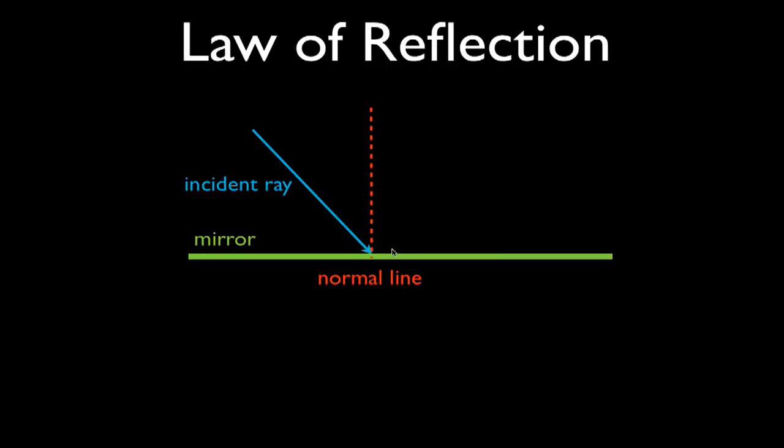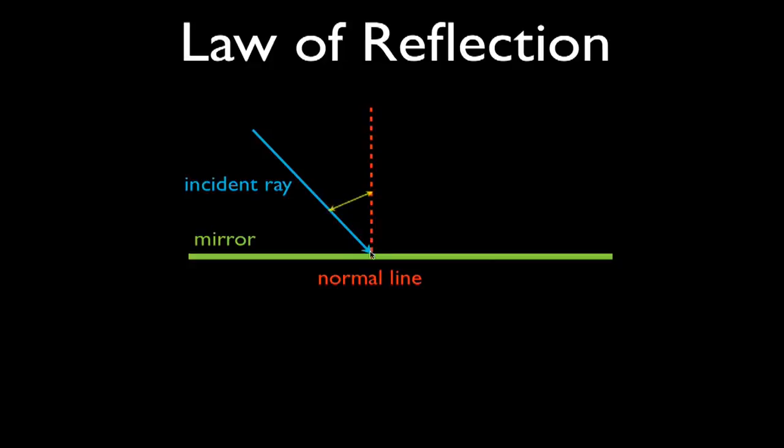You're going to have to get out your protractor and draw that normal line perpendicular to the mirror, and you'll notice it is drawn so that the incident ray and the normal line all meet at one point right there. It's not drawn over here somewhere or over here somewhere. It's drawn right where the incident ray strikes the mirror.